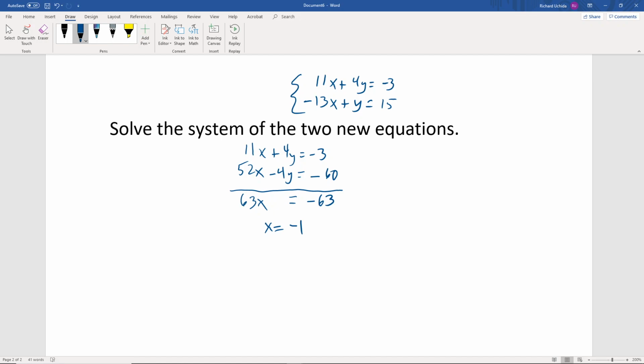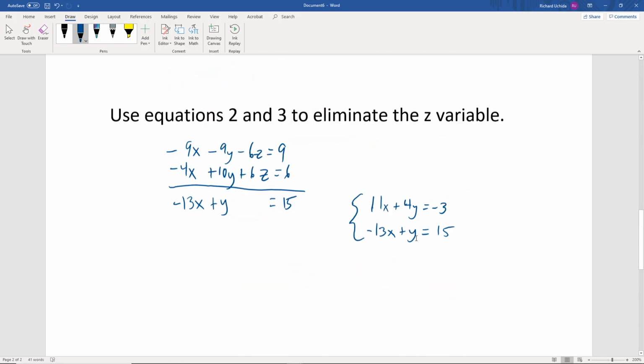Let's say, what if I plug it into that first equation? So it'd have 11 times negative 1, so negative 11, plus 4y equals negative 3. Add 11 to both sides, so I get 4y equals 8. Divide both sides by 4, you get y is 2. So I now know the x coordinate, I know the y coordinate. But remember, we originally have a system of three equations with three variables. So we need to know what is the z.